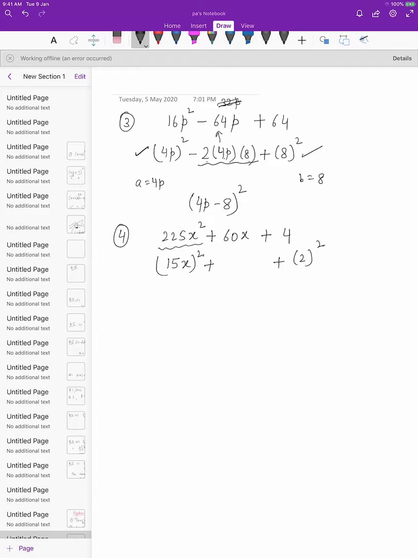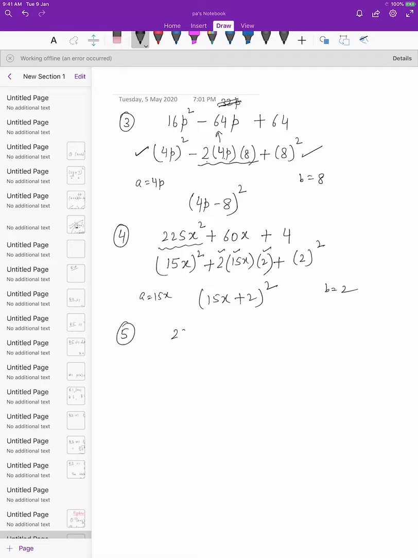Now check for the middle term. 2 into, what is your a in this case? 15x, and what is your b? 2. So 2 into 15x into 2 will give you the middle term as 60x. 2 15s are 30, 30 2s are 60, 60x. So I can write it as 15x plus 2 whole square. So this is the factorization of the given expression.